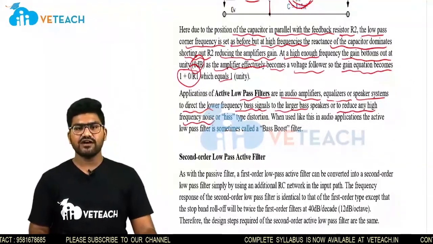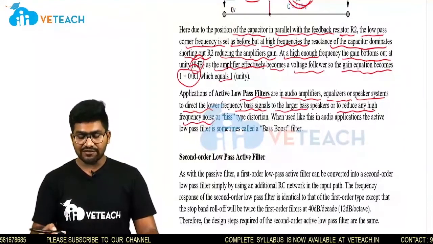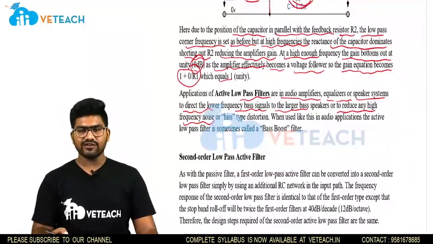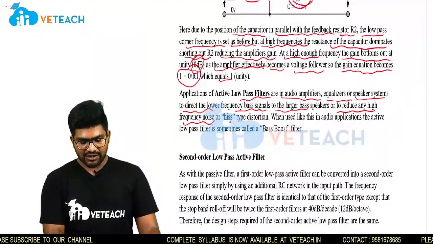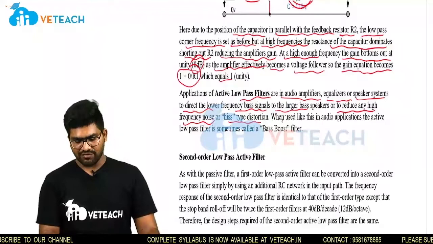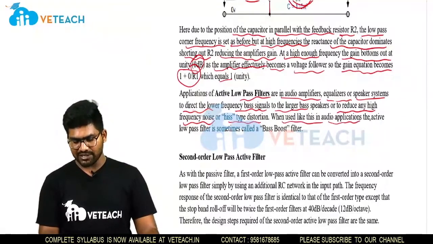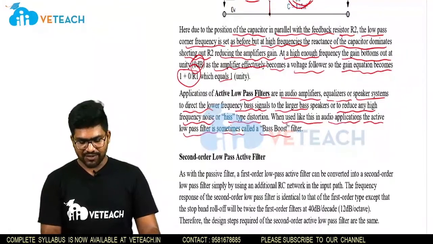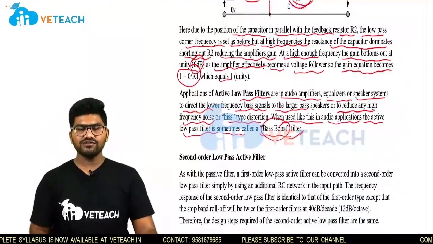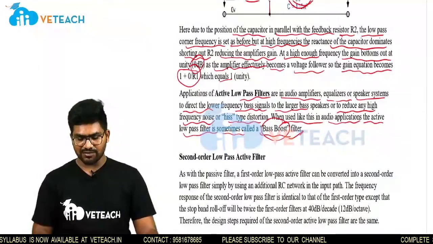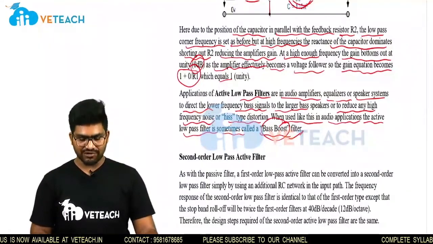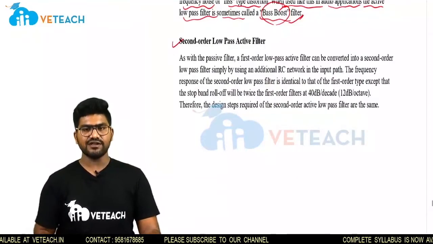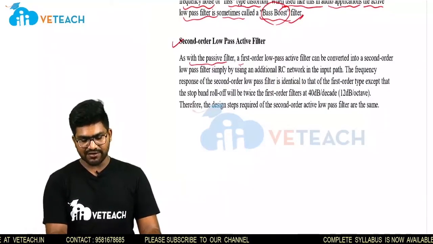So we will use active low pass filters to reduce high frequency noise in radio amplifiers or audio amplifiers, equalizers, and in some speakers, or high-pitch distortion. When used like this in audio applications, the active low pass filter is sometimes called a bass boost filter. So when we use it in audio frequency range applications, this low pass filter is also known as a bass boost filter.